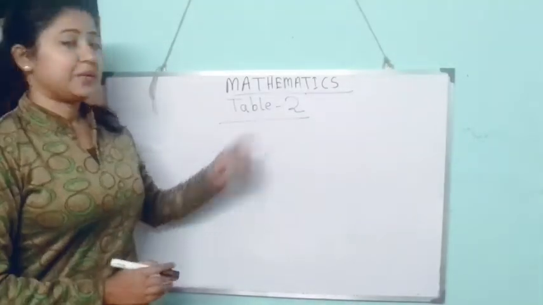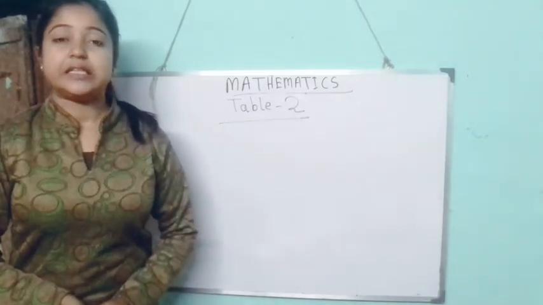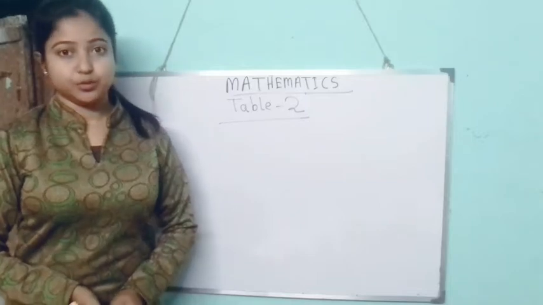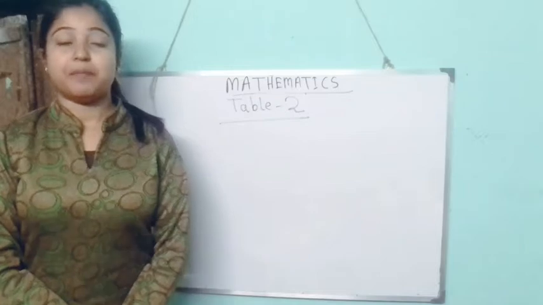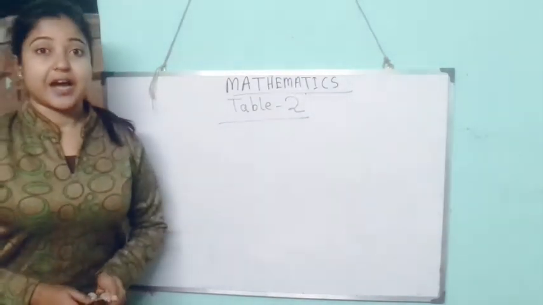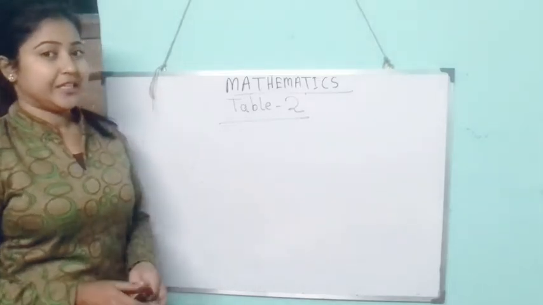It's our mathematics class. In our previous class, we learned the table number 1. Today we will learn the table number 2. We can do it by skip counting or by repeated addition. Okay, first I want to inform you of two most important things.